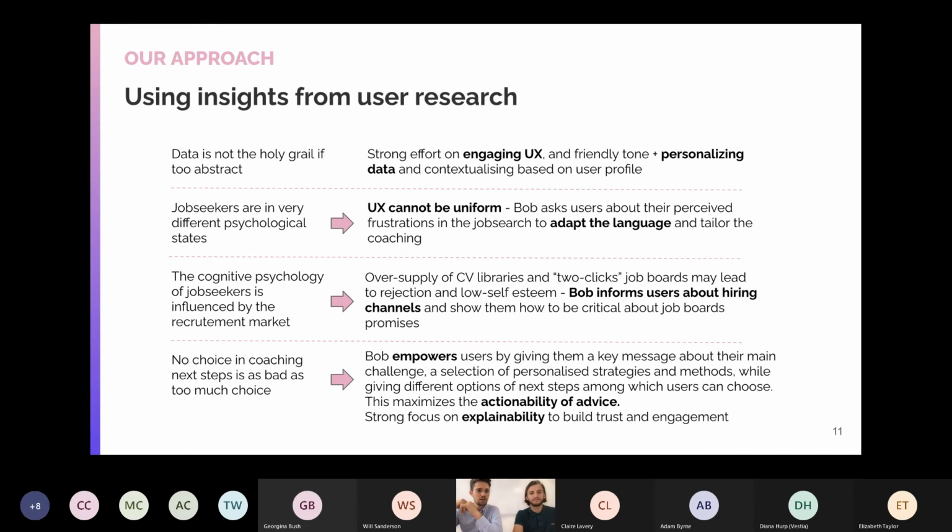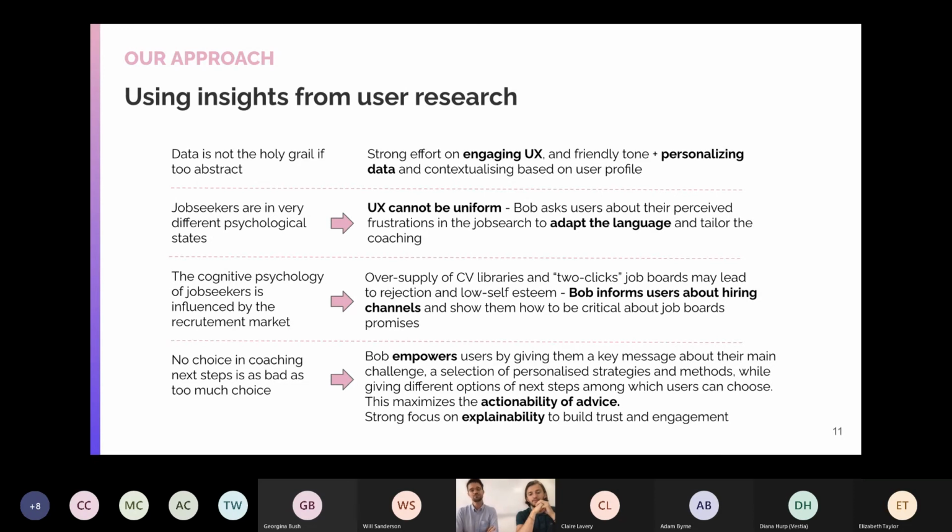Other interesting insights, there's an interesting effect of the recruitment market on the cognitive psychology of job seekers. We saw, for example, that when you have an oversupply of CV libraries or easy to use job boards, that may lead to some form of rejection and low self-esteem for users if they don't manage to find a job despite this appearance of offers. And so we've made a lot of efforts in informing the users about hiring channels, telling them to be critical of job boards, and trying to show them that the job search does not restrict itself to just applying to an online offer.